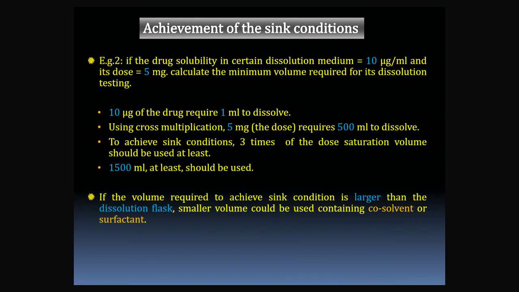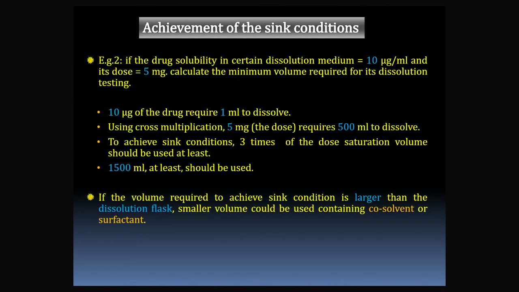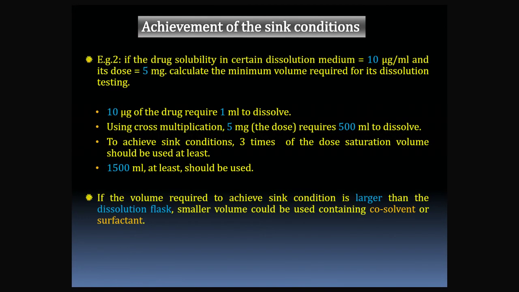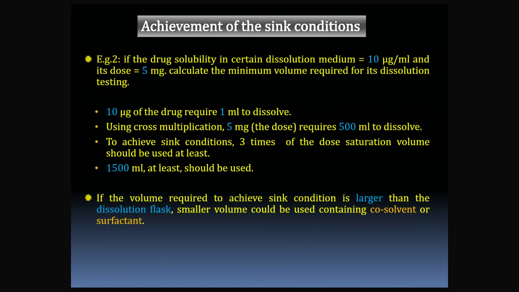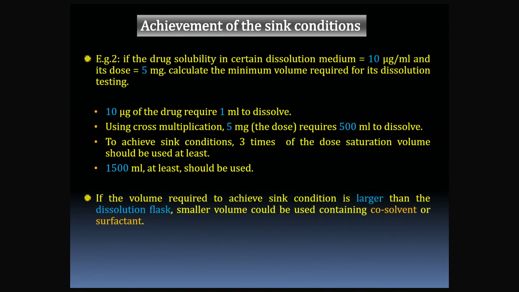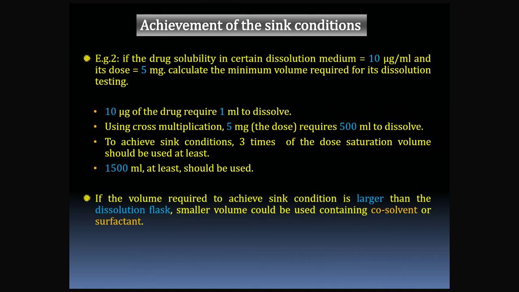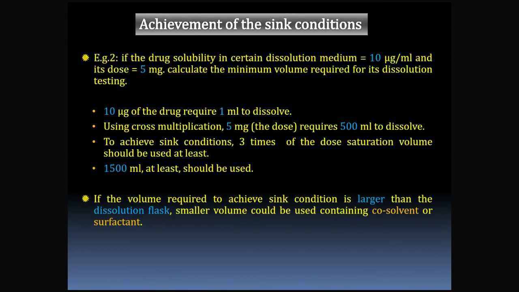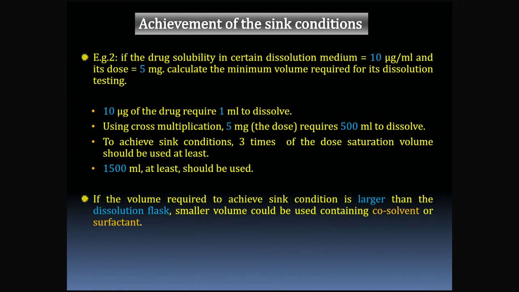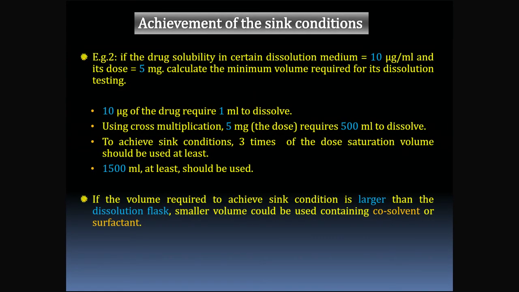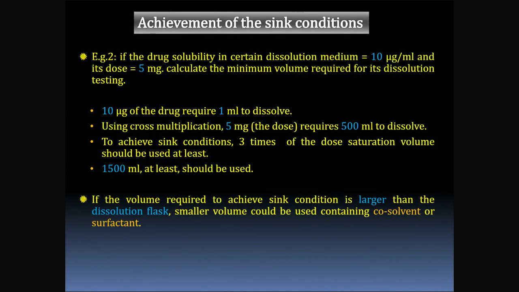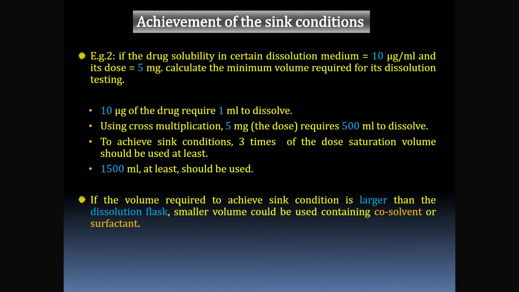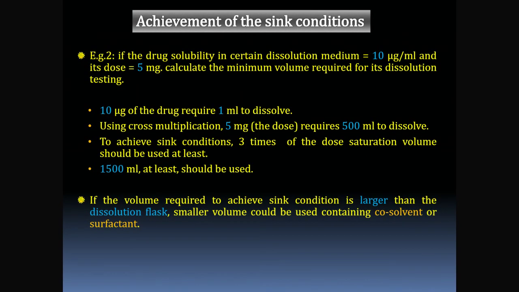Analyze the specific mathematical requirements for this 5 mg dose with a solubility profile of 10 micrograms per milliliter. First, convert the dose to 5,000 micrograms and divide by the solubility to determine that 500 milliliters of solvent is the exact threshold for saturation. Applying the triple volume safety margin for sink conditions requires a minimum of 1,500 milliliters, which ensures the bulk concentration remains low enough to maintain a robust concentration gradient.